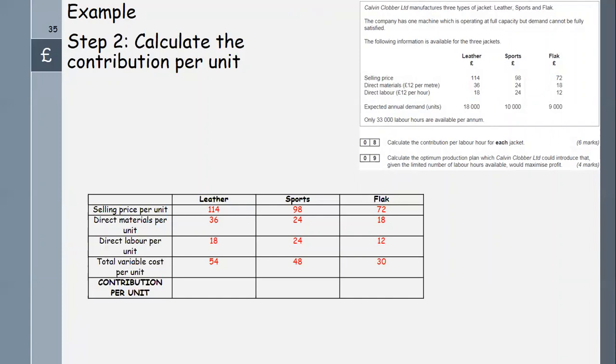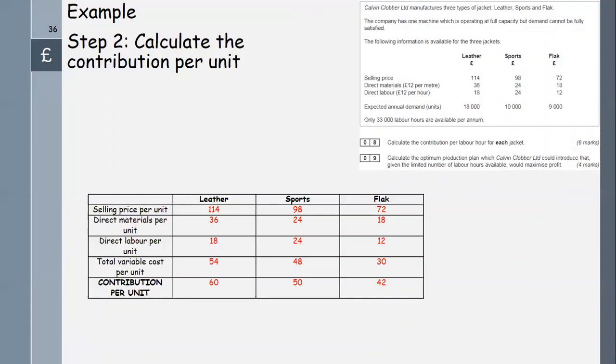And then to get the contribution, remember contribution is the selling price, take away the variable cost per unit. So for leather, for example, I do 114, take away 54. So for leather, I would get 60, sports 15, flak 42. So that's my contribution per unit. At the minute, that's not taking into account how many hours it takes to make each one. That's just the contribution per unit.